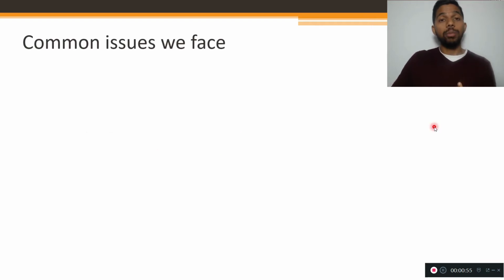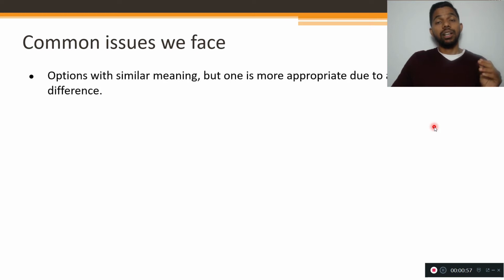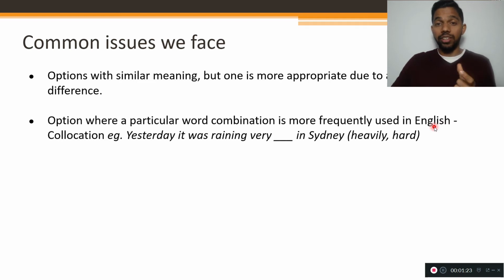I'm going to share with you the common reasons that I've seen people face. The first one is options with similar meanings, but one is more appropriate due to a subtle difference. This can happen when you have options where you feel that both of the answers could be correct, and both of the options have similar meanings, but one is correct just because of a small difference in meaning. You can also have an option where a particular word combination is more frequently used in English collocations.